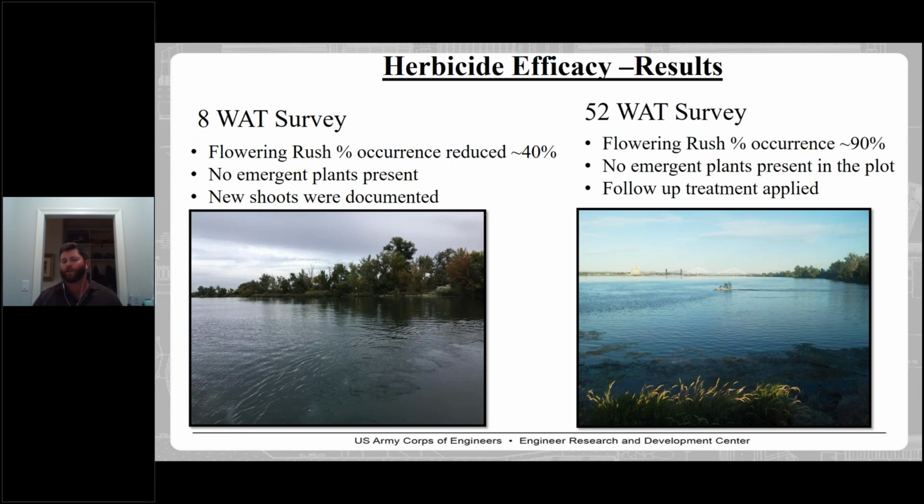So the methodology here for getting long-term control is because particularly the triploid flowering rush grows from rhizome, and it'll get established in these areas and have a pretty good rhizome base. Well, it senesces in the fall, but during the growing season, it produces the emergent shoots to reach the water surface where it stores energy and translocates that down to its rhizomes.